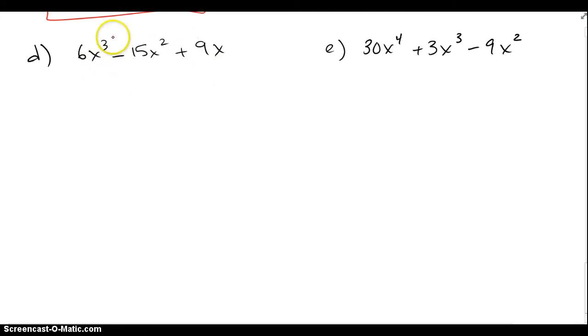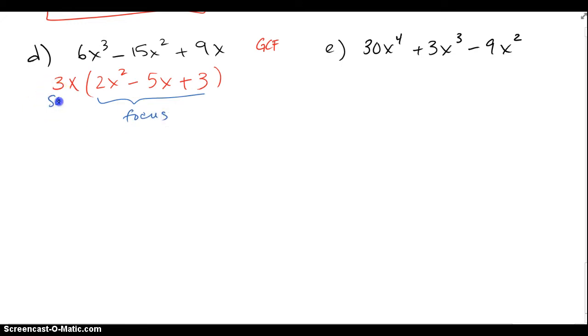It looks a little bit different because I have an x cubed, but I realized that my first check, remember, is GCF before I do anything else, and in this case I can pull out a 3, they all have a 3 in common, and also an x. So I pull that out, and I'm left with 2x squared minus 5x plus 3. Now I can go ahead and just focus on this guy and save this for later. I'm going to save the 3x for later to deal with.